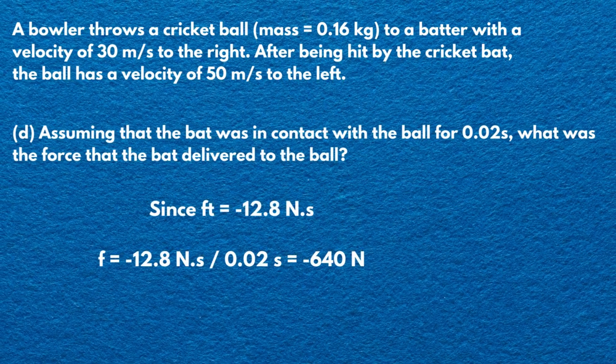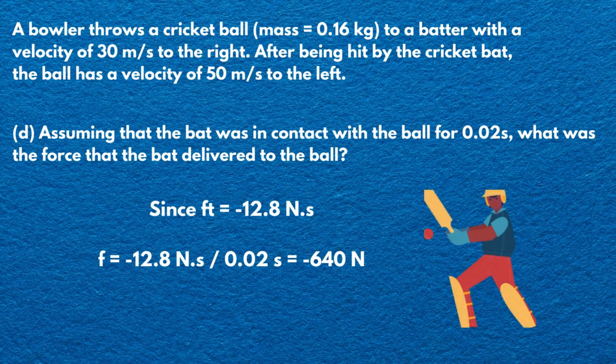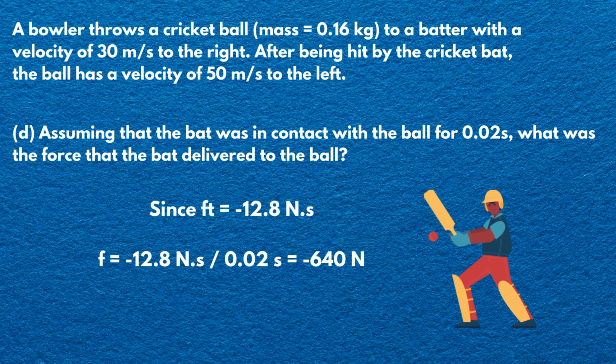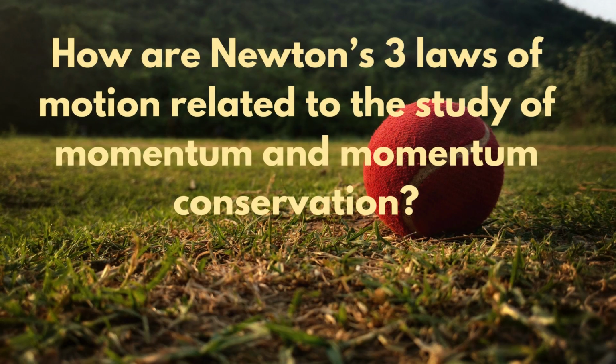Question D says, assuming that the bat was in contact with the ball for 0.02 seconds, what was the force that the bat delivered to the ball? Since we calculated the impulse to be equal to negative 12.8 newton seconds, all we have to do is divide this by the time, which is 0.02 seconds, and we get negative 640 newtons. Now let's go to our next question.